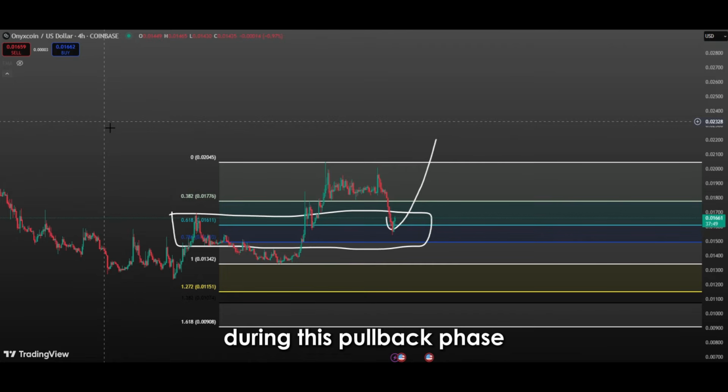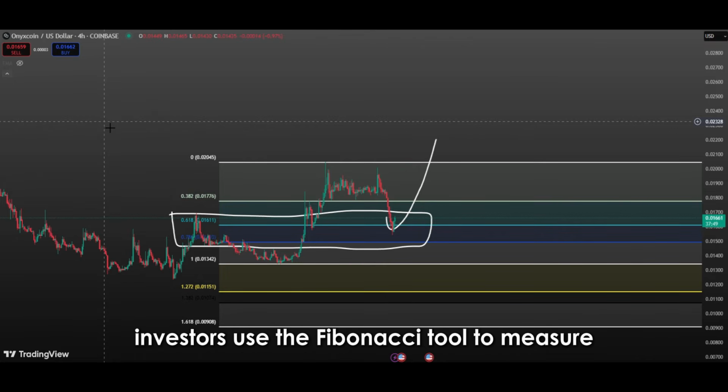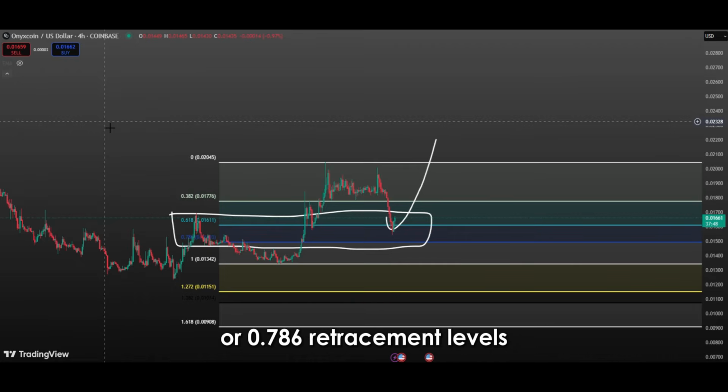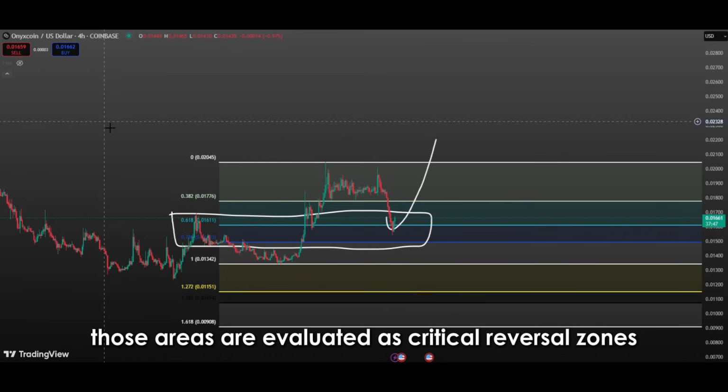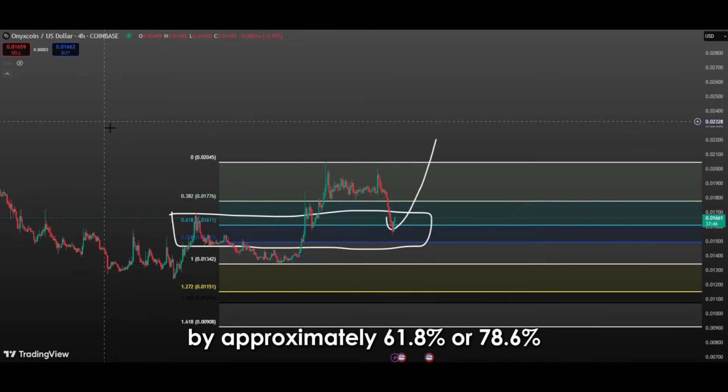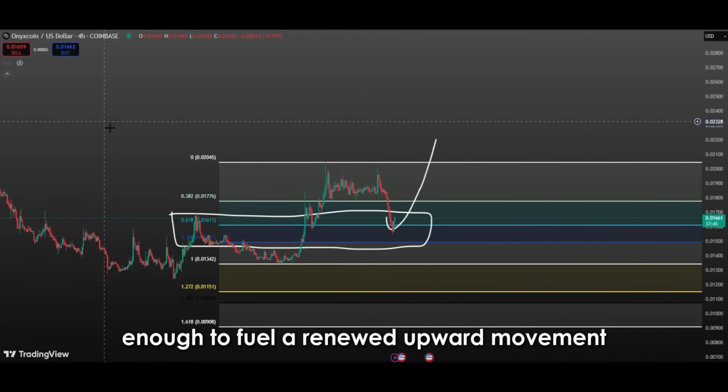For example, after a price surge to a peak, a correction might follow. During this pullback phase, investors use the Fibonacci tool to measure from the bottom to the top. If it turns out that the price has reached the 0.618 or 0.786 retracement levels, those areas are evaluated as critical reversal zones. This implies that the previous upward move has been corrected by approximately 61.8% or 78.6%. A correction of this depth is usually enough to fuel a renewed upward movement.